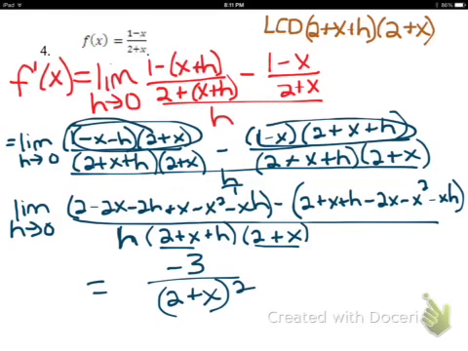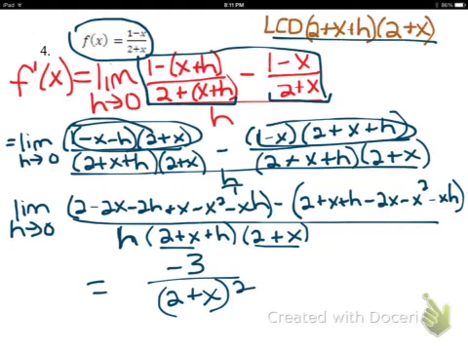Next problem, I have a lot of the work done out already. So I have a rational function, and I have the limit as h goes to 0 of what? f of x plus h. So this first whole term is the x plus h term, and this is f of x, all over h. I'm going to have to find a common denominator. So the common denominator would be 2 plus x plus h times 2 plus x. So I multiply the first fraction by 2 plus x, and I multiply the second fraction by 2 plus x plus h.